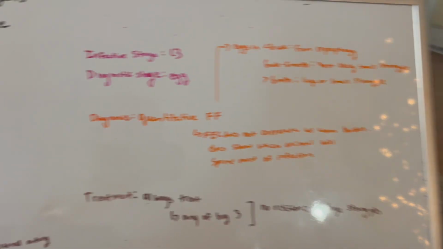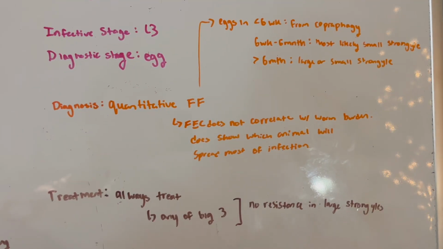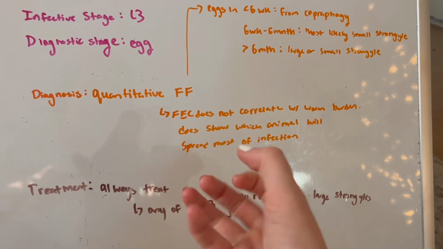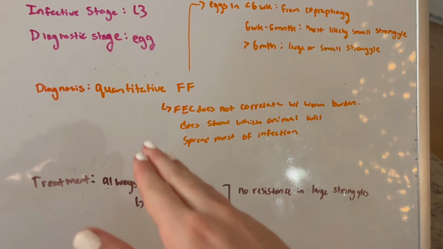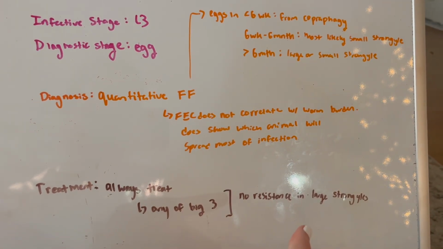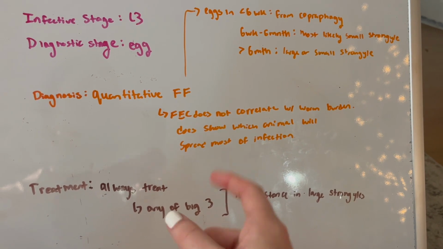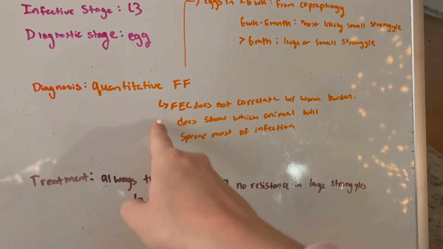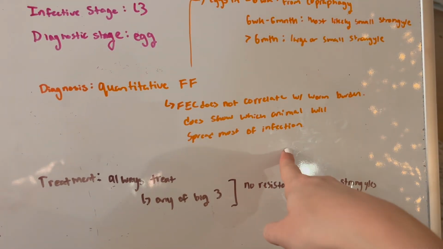So the diagnosis. With all of our strongyles, we will do a quantitative fecal float, but that fecal egg count does not correlate with how heavy that worm burden is. But the reason you do this is you can see which horses will spread the most infection because they're putting the most eggs into the environment. And so let's say that you're having this as a problem on your farm, you want to find the ones that have a high fecal egg count, even though they may not be showing symptoms. You want to treat these because then they won't be spreading as many eggs out into the environment.